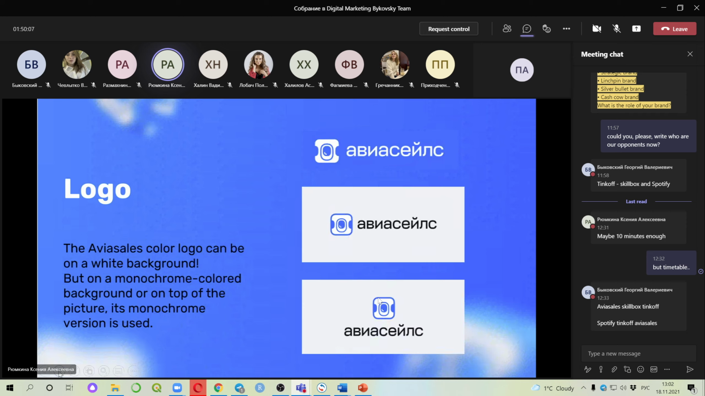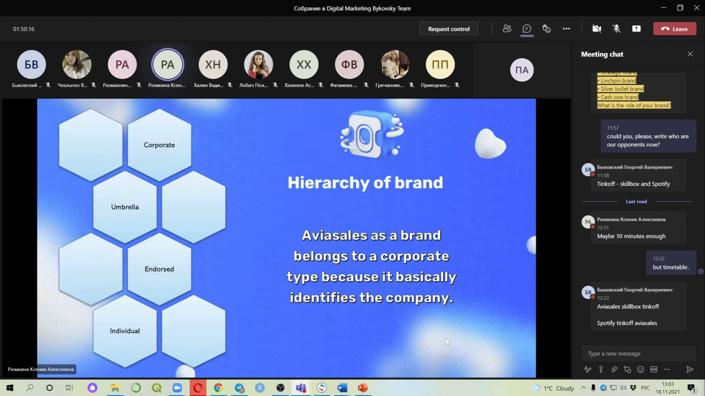As was discussed at the lectures, brands may be of different types. Corporate brands are used across all corporate activities, umbrella brands are used for a group of related products, endorsed brands present a combination of a parent brand and an individual one, and individual brands identify a specific product and bear no mention of the parent company. According to this classification, we think that AviaSales belongs to corporate brands because it basically identifies the company. One brand is used across all corporate activities: searching tickets, booking hotels, posting information in social networks, and providing services for business.